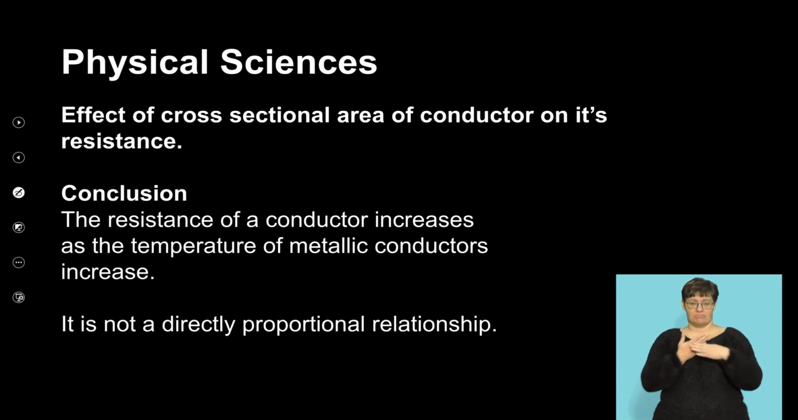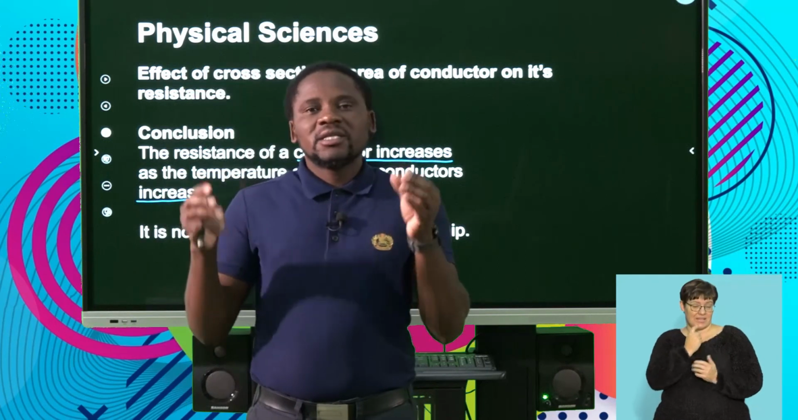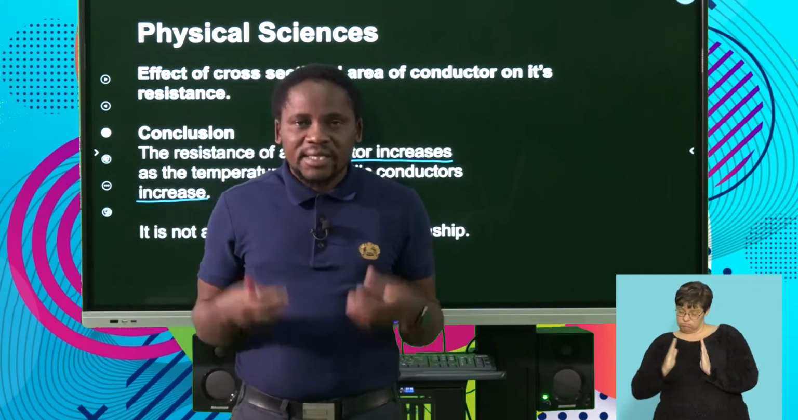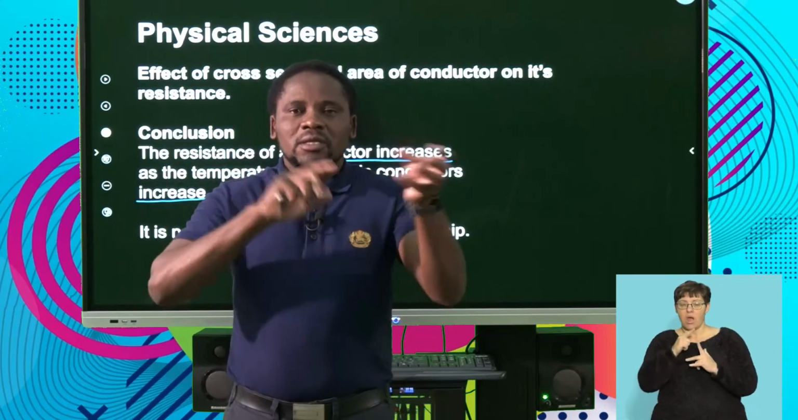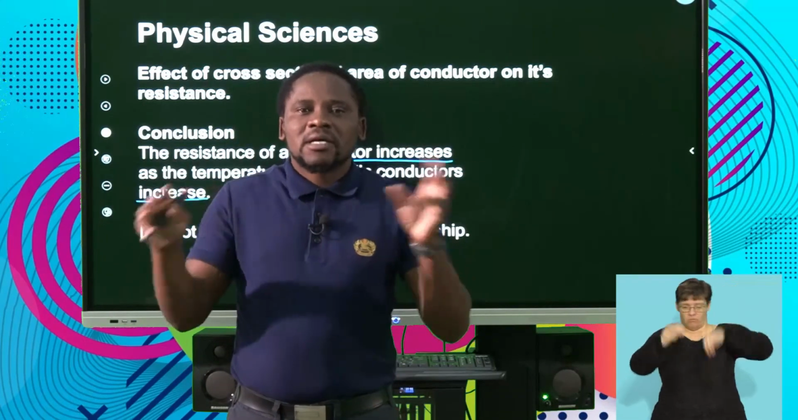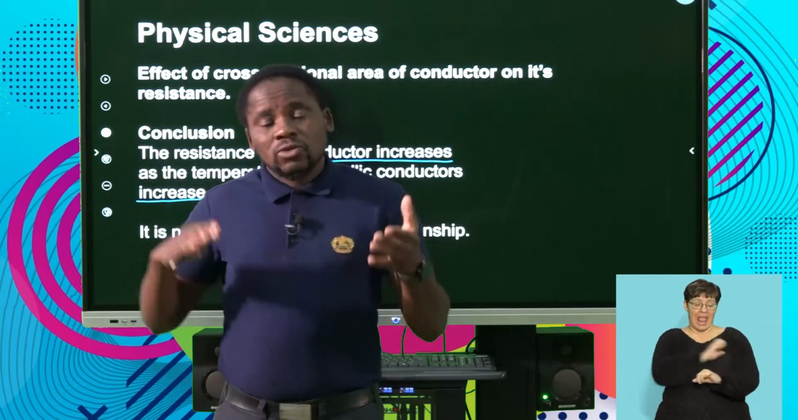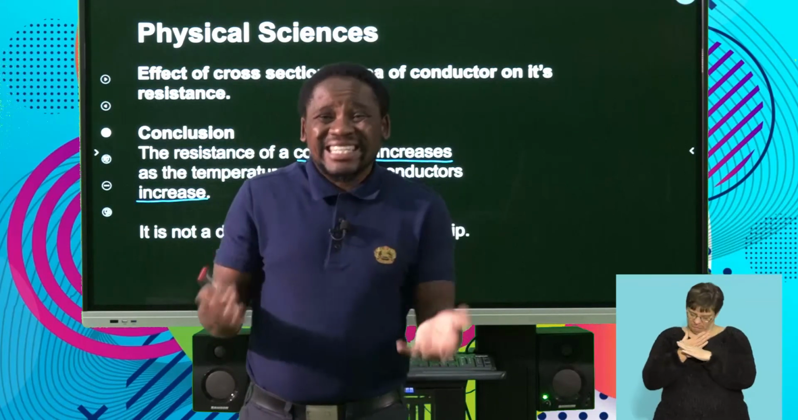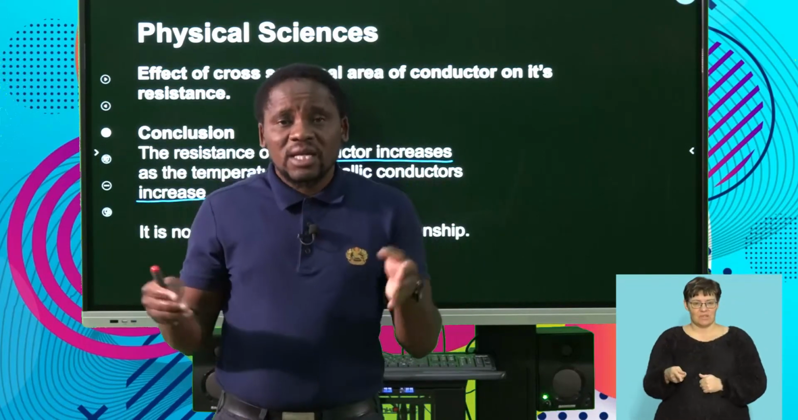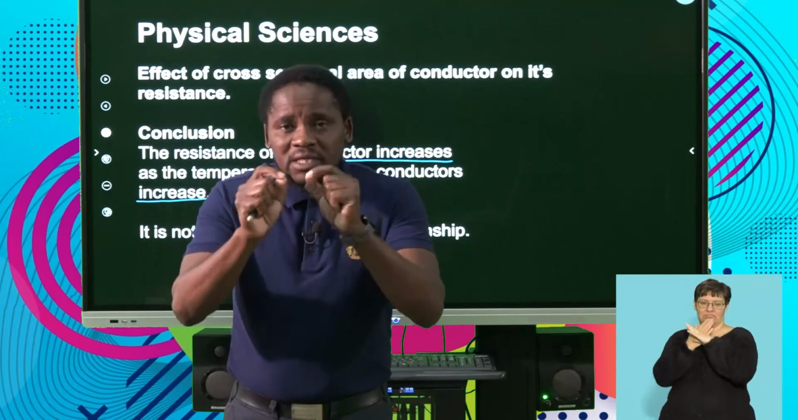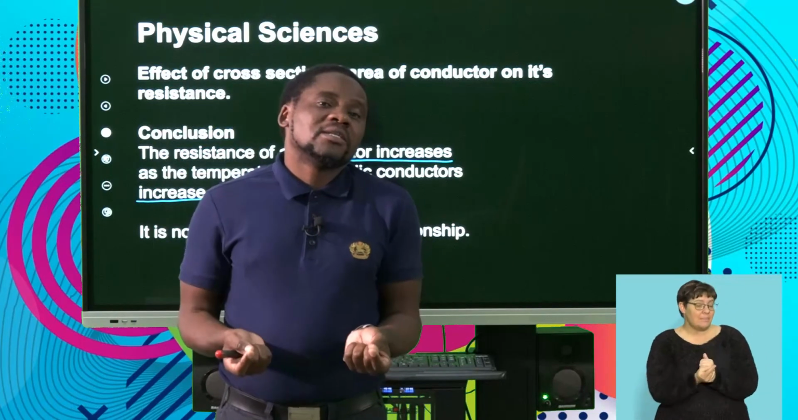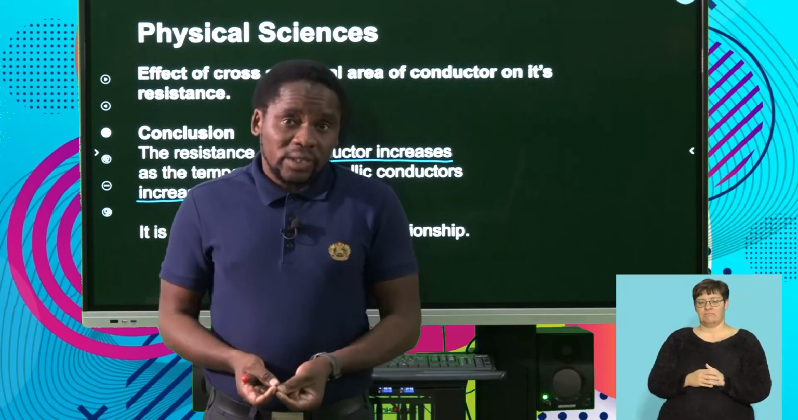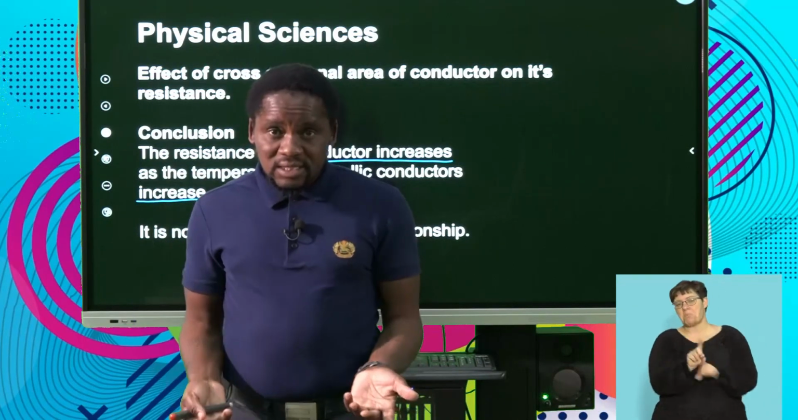We are saying that the resistance of a conductor increases as the temperature of metallic conductors increases. If we go back to the micro view of a metal, remember, at a higher temperature, what does that mean in terms of the kinetic molecular theory? These particles are moving randomly with greater energy. So the opposition to the flow of these charges is greater at a higher temperature. That's why, as the temperature of that conductor increases, there's greater resistance as well. At a lower temperature, there's lesser resistance.